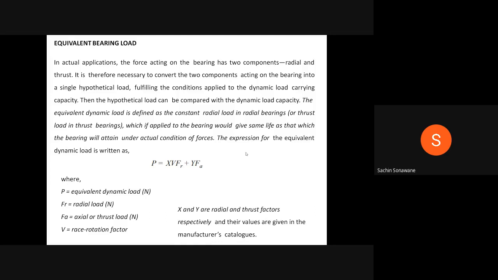of forces. The expression for the equivalent dynamic load is written as P = X V Fr + Y Fa, where P is equivalent dynamic load in Newton, Fr is radial load in Newton, Fa is axial or thrust load in Newton, V is race rotation factor, X and Y are radial and thrust factors respectively, and their values are given in the manufacturer's catalog.